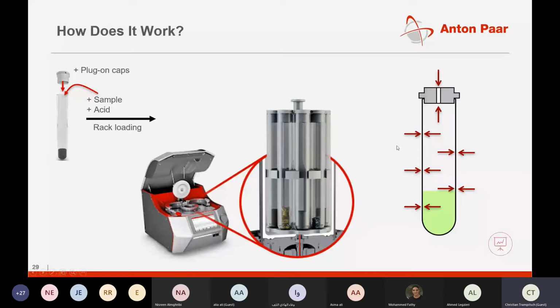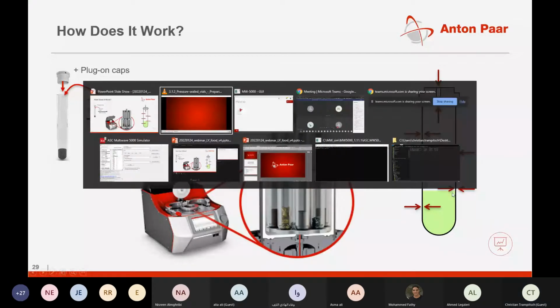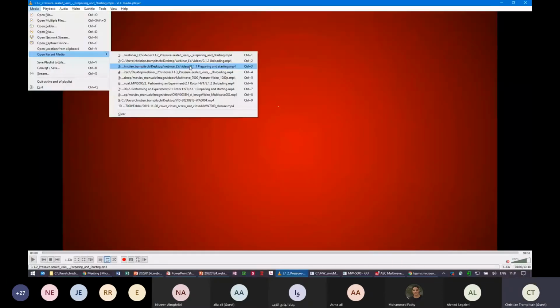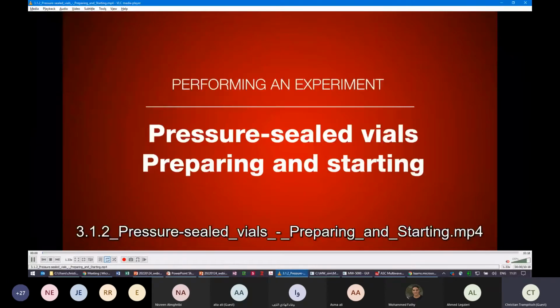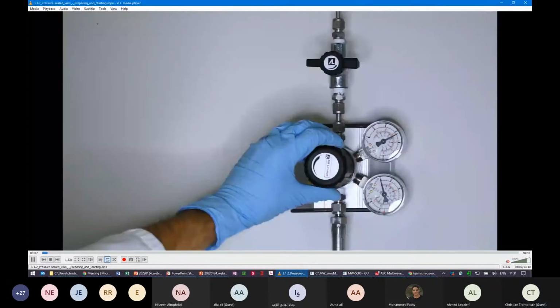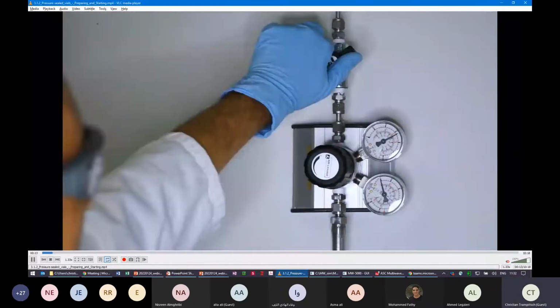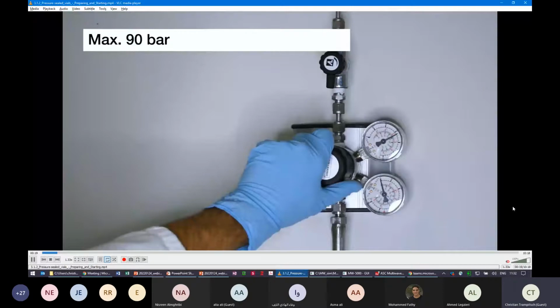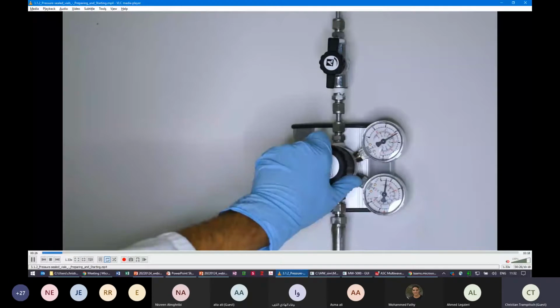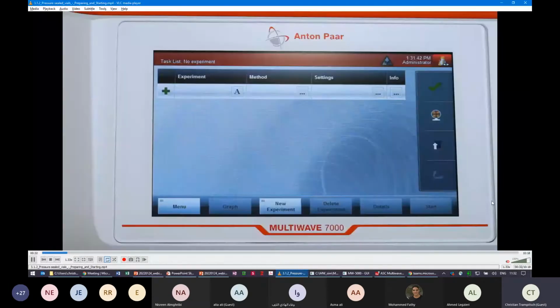Let me show you how this is operated. Again, the handling is very simple. So, pressure sealed vials, yes. We call them pressure sealed vials. There is another vial type available. What we do first is we just adjust the pressure line. Usually we do that in the morning. At the end of the working day, we close the nitrogen again. We apply a certain pressure. When we start at 40 bar, usually we go up to 50 or 60 bar. So that works nicely.